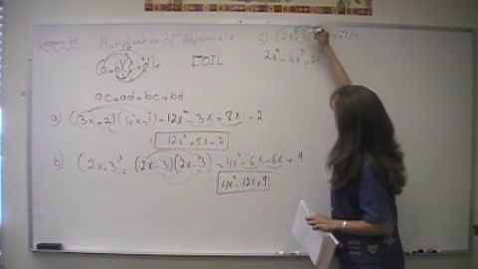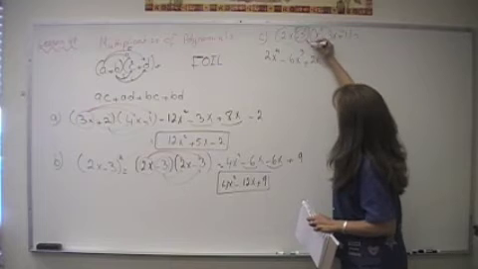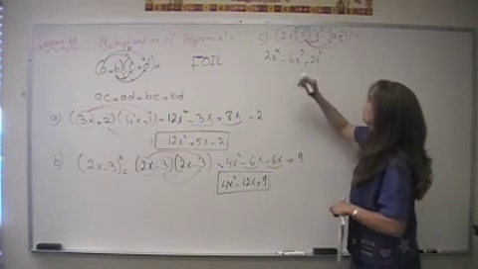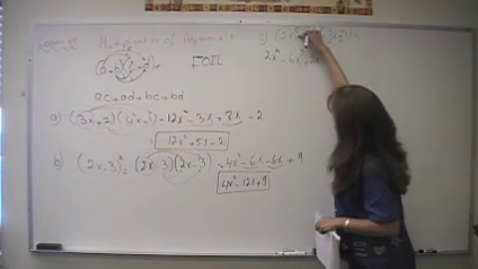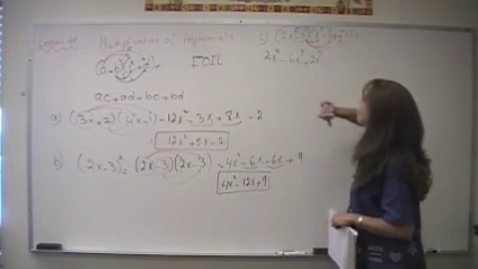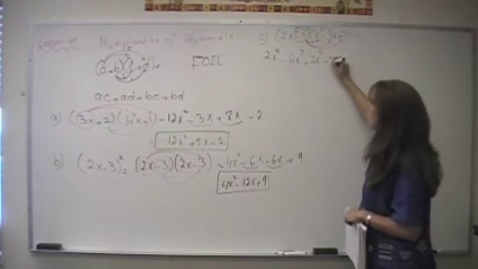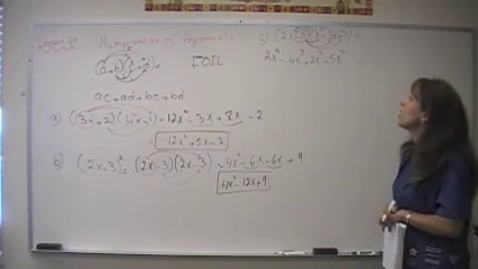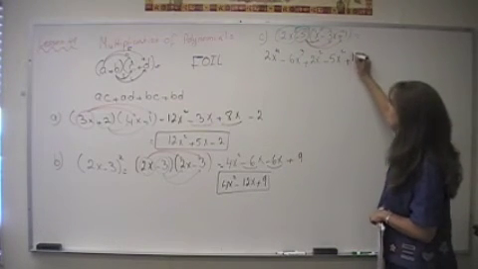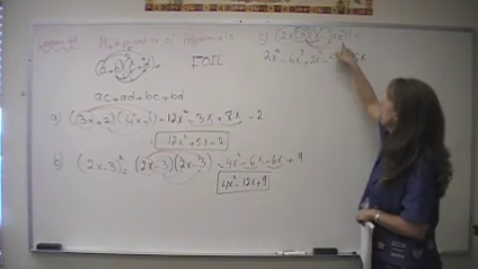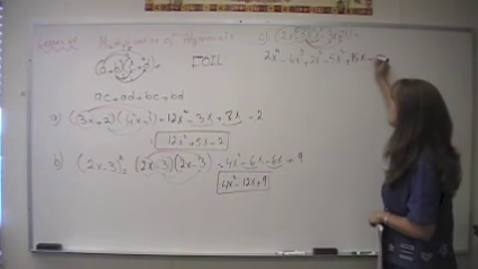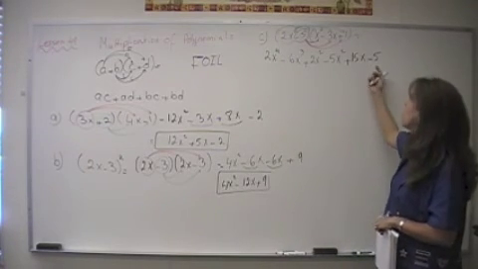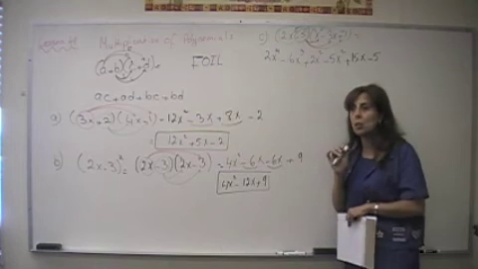Now I'm going to take the negative 5 and do the same thing, multiplying by the first term, second, and the last one. Negative 5 times x squared is negative 5x squared. Negative 5 times negative 3x is positive 15x. Negative 5 times positive 1 is negative 5. Count your terms: 1, 2, 3, 4, 5, 6 terms. So your work is right. You did not skip any term.